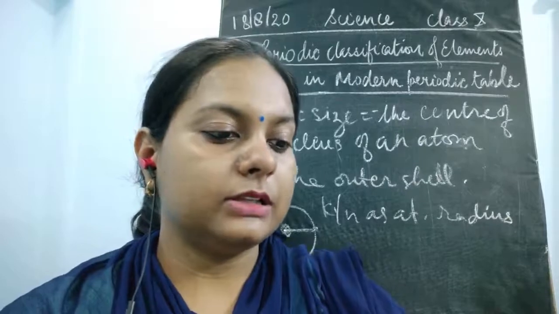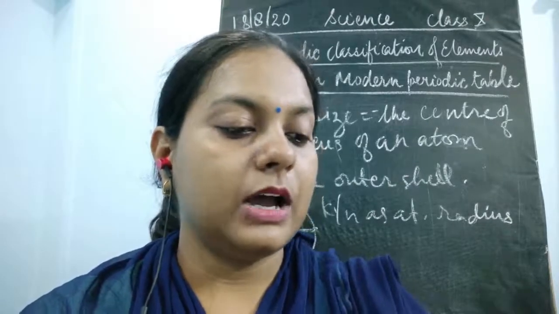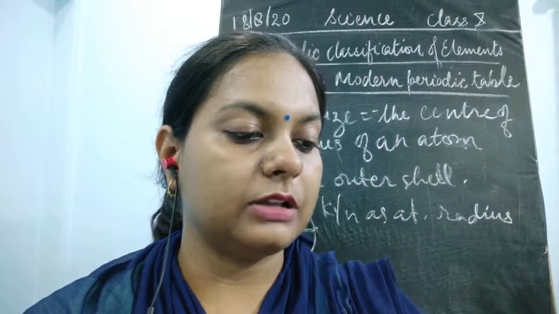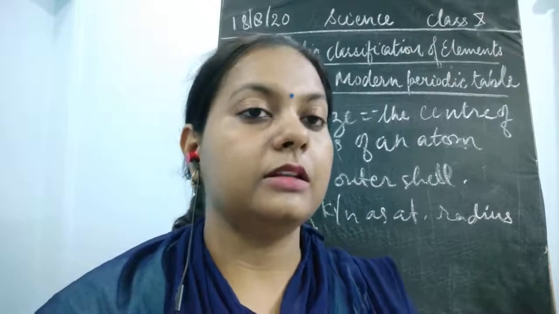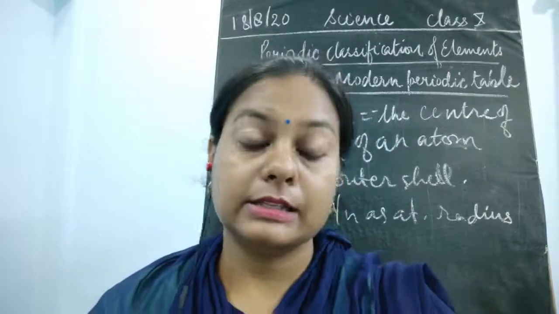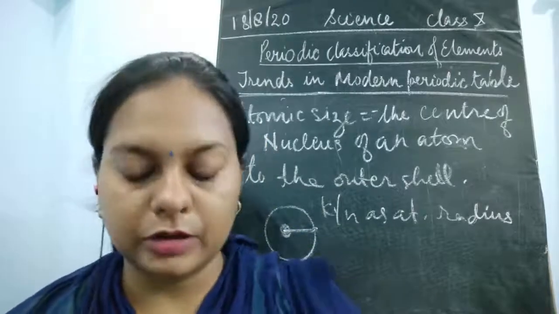Now what is the next thing? The next thing which we have to study is the property. How is the property getting measured? How is this atomic size getting increased or decreased, or how is it forming the trend in the periodic table?